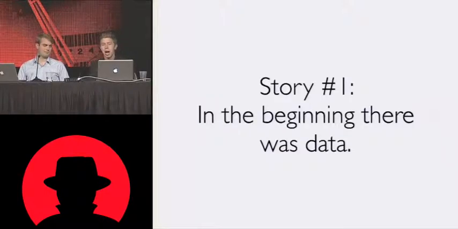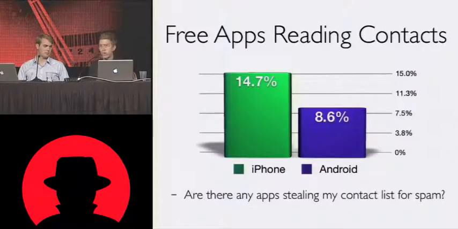So I'm going to tell a series of stories. The first story is basically how, when we first got this data set, what did we do? We asked a simple question: are there any apps stealing my contact list? I'm rather worried about myself and my friends getting spammed. And we came up with, wow, 14% of apps on iPhone and 8% of apps on Android are accessing contacts. That's quite a bit. Let's pick one.